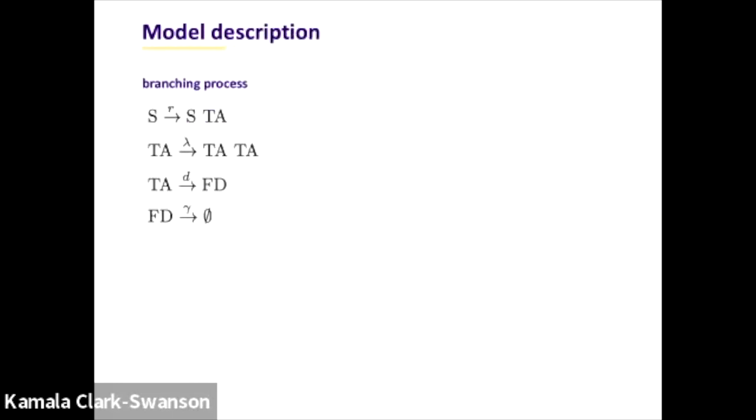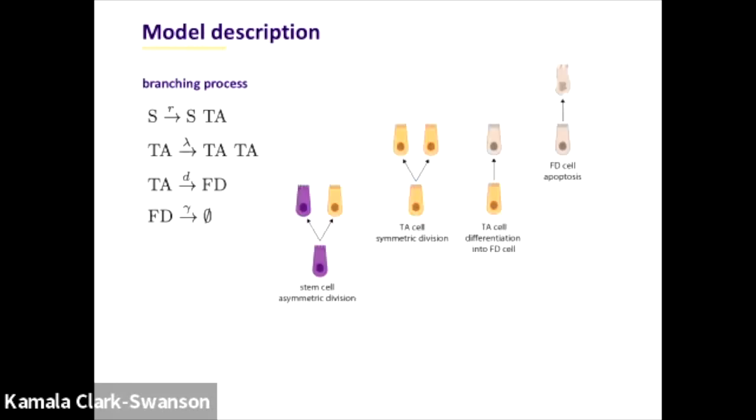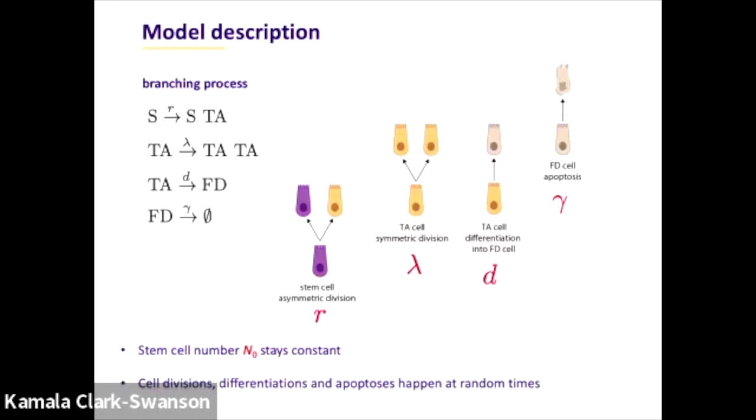So our model is actually a branching process with S being stem cells, TA transit amplifying, and FT fully differentiated cells. And this branching process models this cell dynamics shown here schematically: stem cells divide asymmetrically with the rate R, and the number of stem cells N0, we assume, stays constant in all crypts. Then the TA cells can either divide symmetrically with rate lambda, or they can differentiate into FT cells with a rate D. And last, the FT cells can only undergo apoptosis with a rate gamma. The stochasticity of the model is based on the fact that all this cell division, differentiation, and apoptosis, while they happen with constant rates, happen at random times.